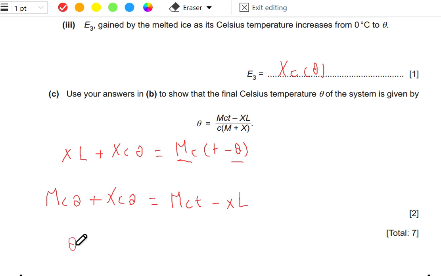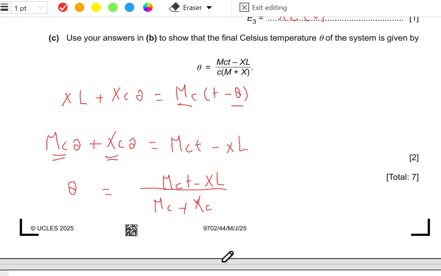After that, we can take theta as a common factor. We will divide by mc plus xc, and on the other side we will have the expression wanted, just take c as a common factor.